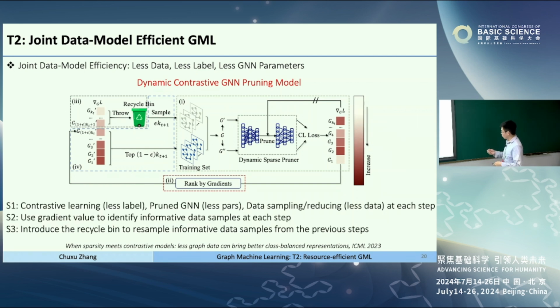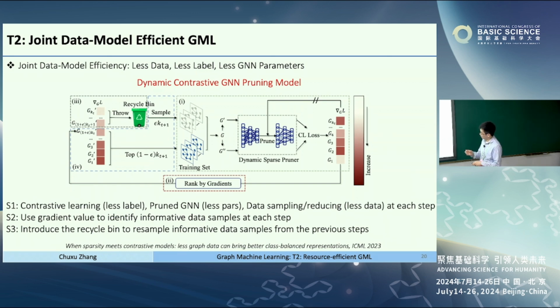Okay, let me talk more about the details of the key design of this model: why it can be faster, why it can use fewer parameters and less data, right? At first, the backbone of this model is the contrastive learning model.